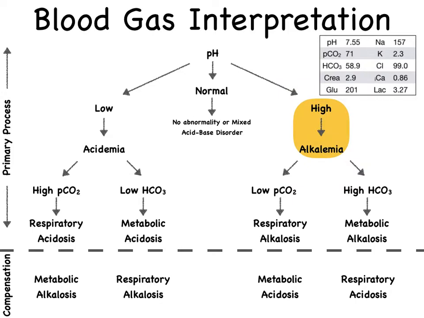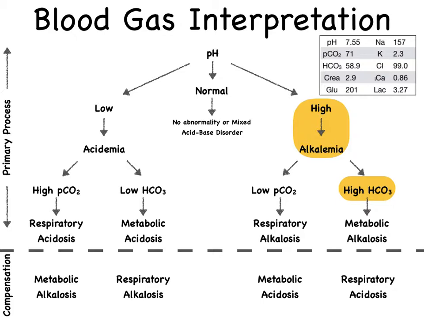Next, we need to decide if the respiratory or metabolic component is causing the alkalemia. The two ways to get an alkalemia are to have a low CO2 or a high bicarbonate. Our patient has a really high CO2. That doesn't match because that's a respiratory acidosis. So that's not the cause of our patient's alkalemia. So we look at the bicarbonate, and we see he has a very high bicarbonate, which means a metabolic alkalosis.